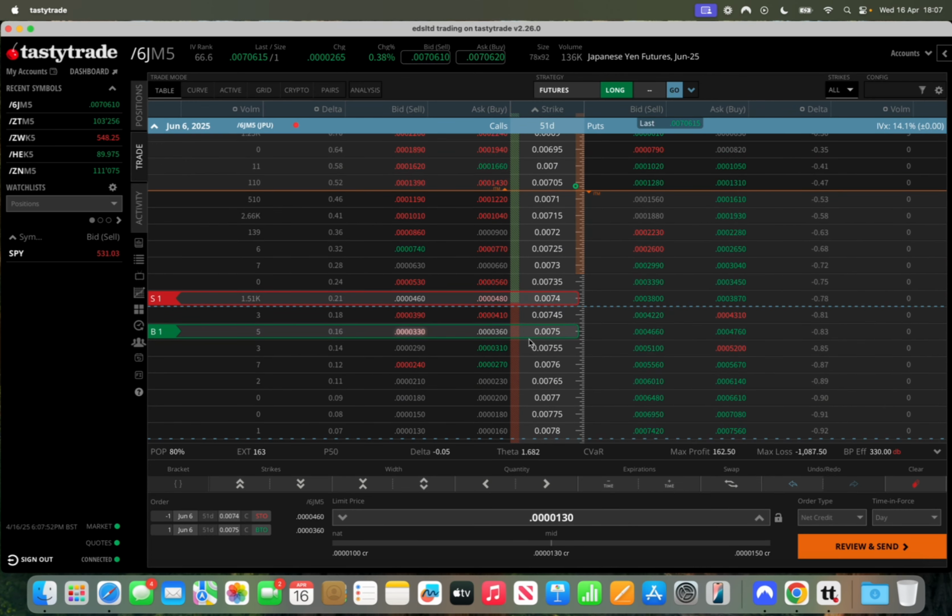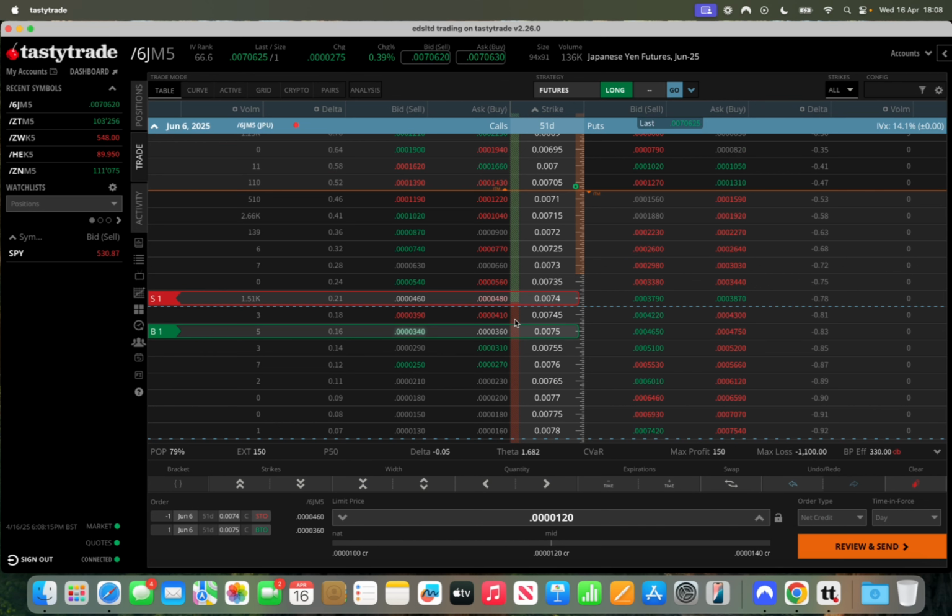We are always going to collect a premium because the contract that we're buying, that we're paying for, is further away from the at the money price compared to the short contract, which means we're always going to collect more on the short contract than what we're paying for the long contract. So we're going to end up with a net credit, as you can see here.